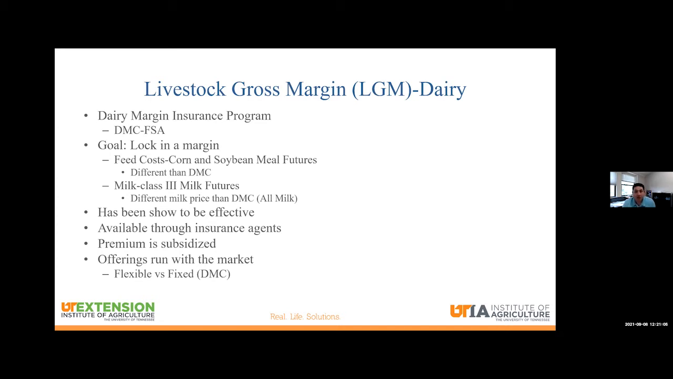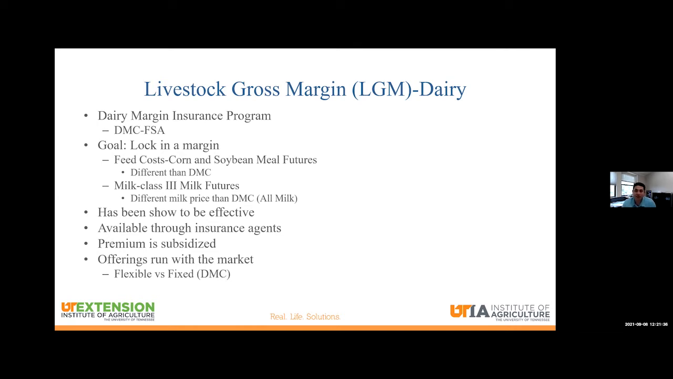So this is also a margin program similar to DMC. We're trying to protect the margin, but this is more of an insurance program, which is available through insurance agents. And so if you do crop insurance, you probably are more familiar with that. It's kind of similar to that in nature. DMC is offered by FSA, so keep in mind, who sells the insurance program is your insurance agents. DMC is from FSA.